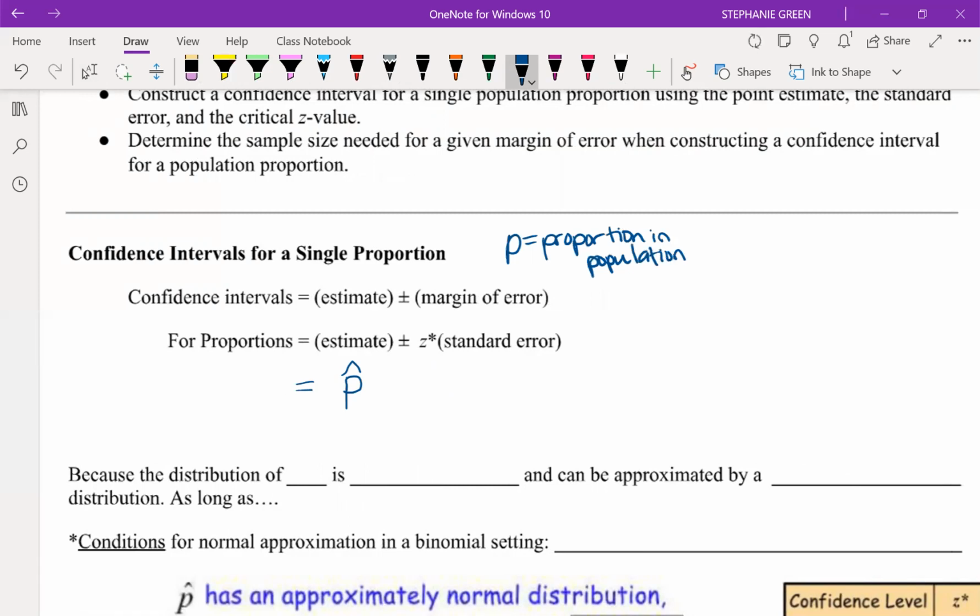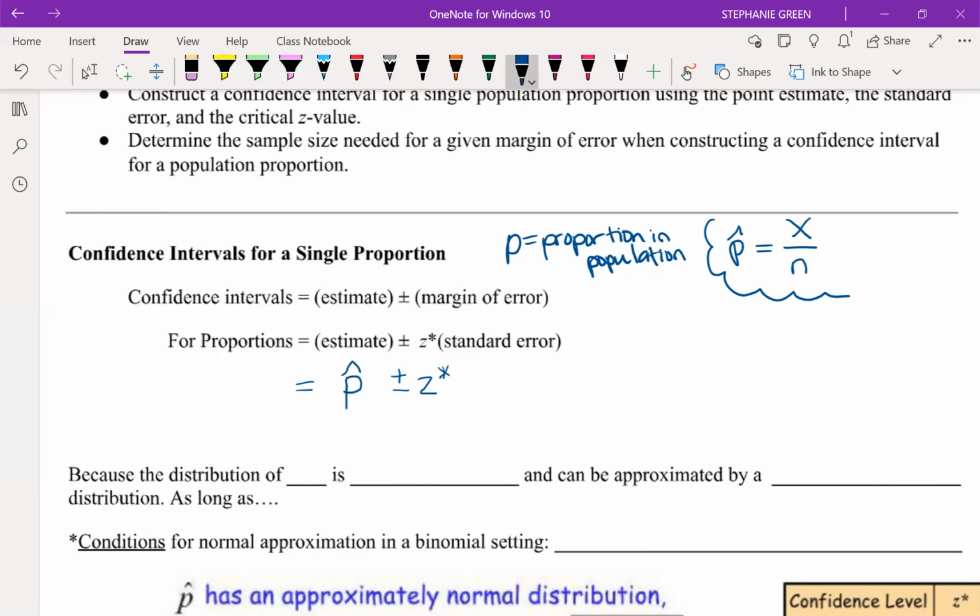P hat is the proportion of our sample, and we can find the proportion of our sample by taking x, the number of successes within the sample, divided by n, the size of our sample. We're going to see that a lot. So that's our estimate. And then, of course, we do plus or minus our margin of error. And for proportions, we are going to use a normal distribution to do this. So we use a Z star as our critical value, which means for a 95% confidence interval, Z star would be 1.96. And for a 99% confidence interval, our Z star would be 2.576, just like before, no difference.